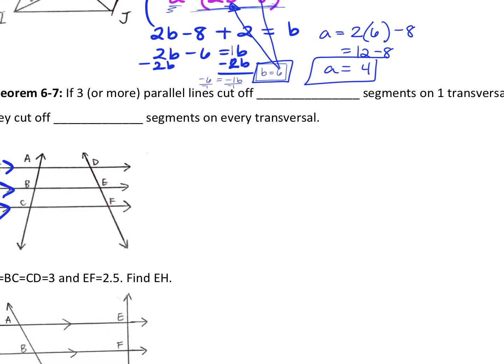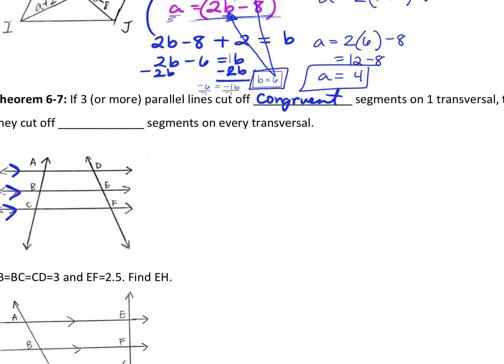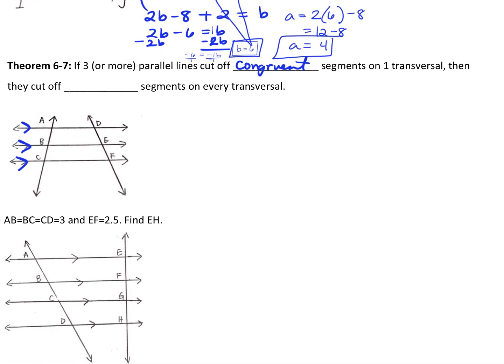This one says if 3 or more parallel lines, so notice that's these markings here, these 3 lines are parallel, cut off congruent segments, which my picture does not do a great job of looking congruent, but we'll pretend, on one transversal, then they will cut off congruent segments on every transversal that goes through them. Okay, so here's what that means.